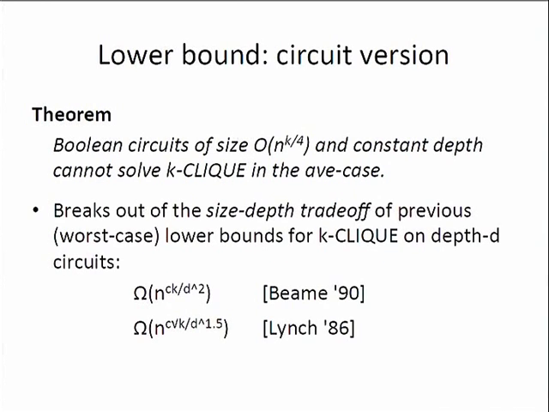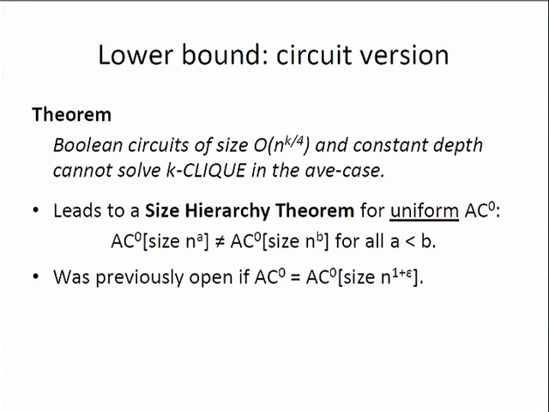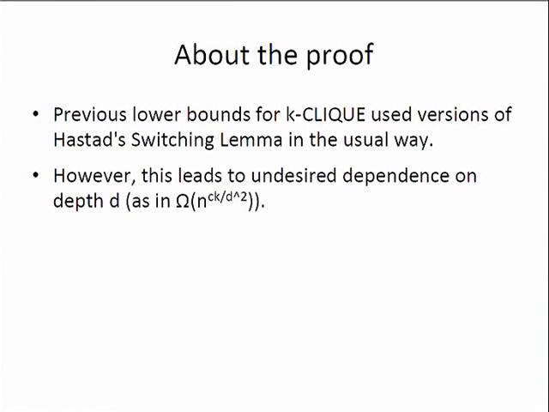And this result breaks out of what had been known as a size-depth trade-off, which was a feature of previous lower bounds for k-clique on depth d circuits, which were not even average case lower bounds, but worst case. So what had been known previously is that for depth d Boolean circuits to define k-clique, you needed size omega of n to some constant times k over d squared, or something like that. The point being that these lower bounds degrade very rapidly with the depth, whereas the n to the k over 4 lower bound holds without any decay, but only up to a certain d. And somehow this answered some questions in complexity theory, and led to some kind of size hierarchy theorem for AC0.